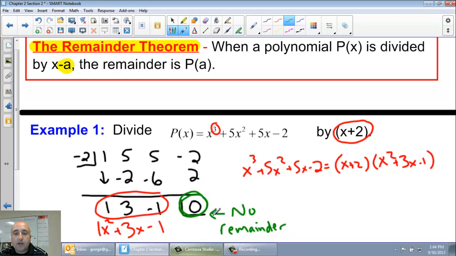The bottom right-hand corner box is always the remainder. So this one has a remainder of 0, so there is no remainder. Okay? So that's how you do synthetic division. The answer is the coefficients at the bottom of the screen. So this is our answer to the division problem: x squared plus 3x minus 1 with 0 remainder. It does not have a remainder.